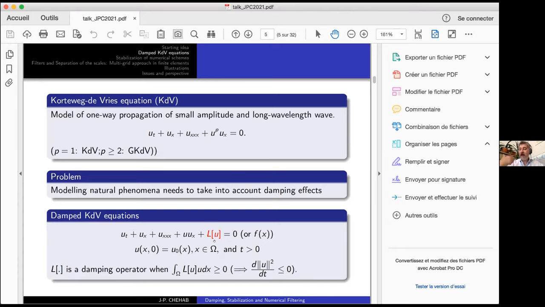The damping effect will, of course, damp the size of the solution. It will typically damp the L2 norm. If you consider this equation and multiply by u and integrate over the domain, you obtain that the time derivative of the L2 norm is negative, because the dispersive term multiplied by u and integrated is zero, and you have only this term. So if L(u) is such that the integral of L(u)·u dx is positive, automatically the L2 norm is decreasing. So this is a damping effect.